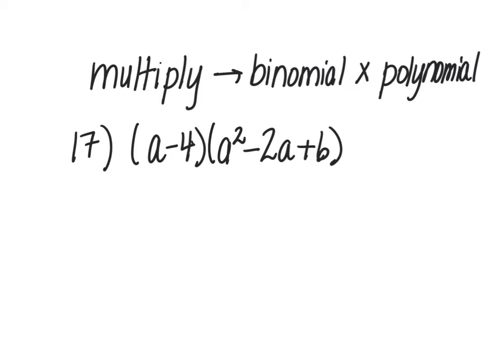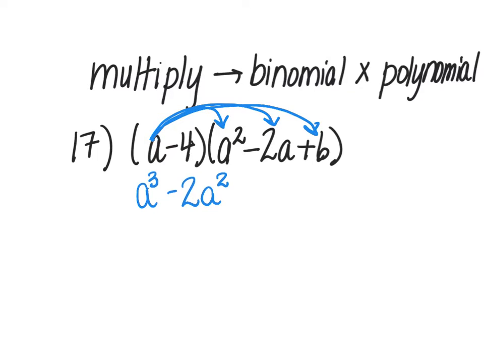Example number 17, a minus 4 times a squared minus 2a plus 6. So we're going to use the distributive property and we're going to multiply the a times the three terms in the trinomial and then the negative 4 times the three terms in the trinomial. So a times a squared is going to be a to the third power. A times negative 2a is going to be negative 2a to the second power. And a times 6 is going to be 6a.